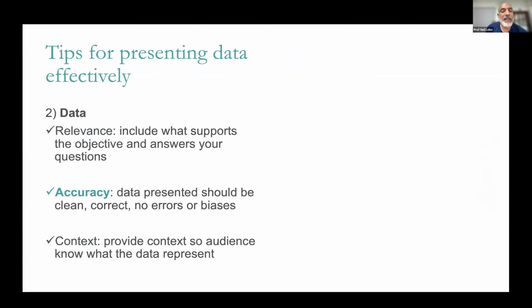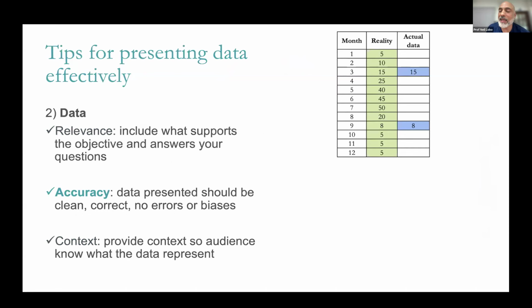The second is data that's accurate. Do not make stuff up. Present exactly what the data you collected was and what the analysis was. For example, let's say we have months 1 to 12, and in reality, we did not collect the green data. In reality, there are 5 mosquitoes per person per month. There are 10 mosquitoes per person per month, or whatever. This is what's happening really. But the actual data is we only collect in month 3 and month 9, right?